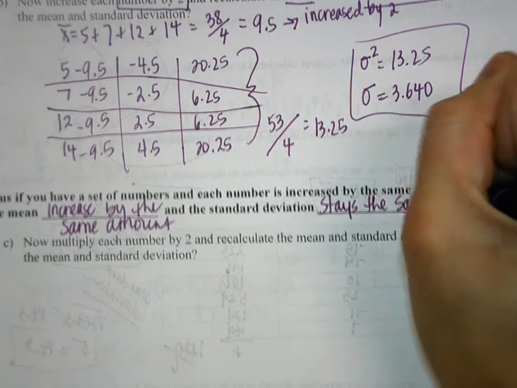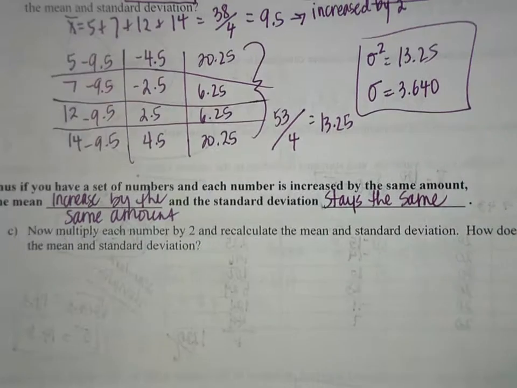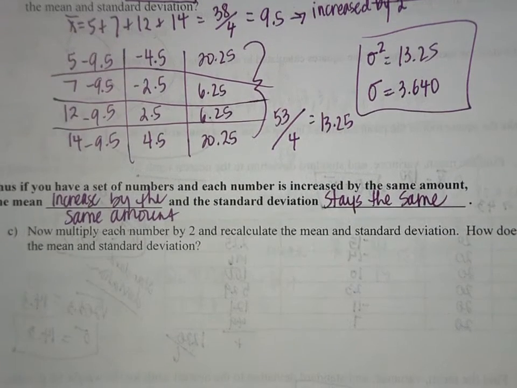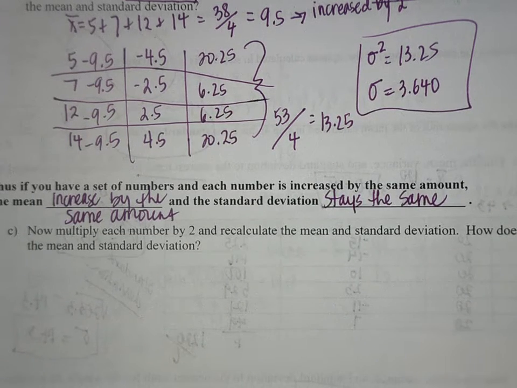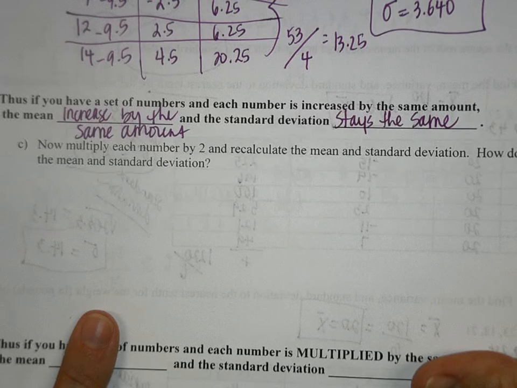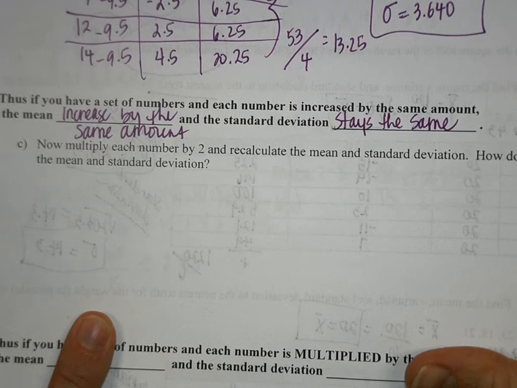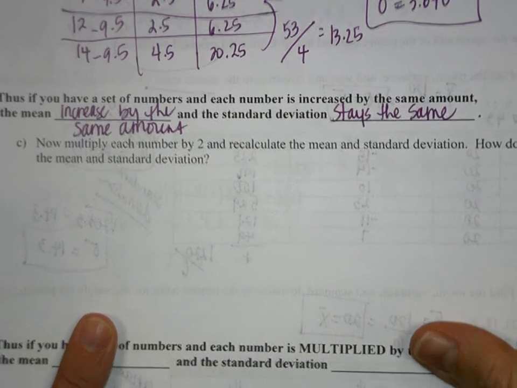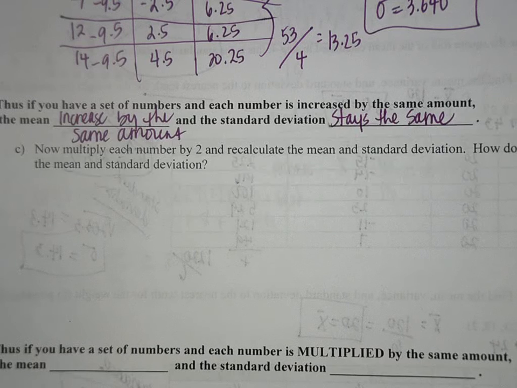And if you think about that, the standard deviation is talking about the distance between numbers. Can you guys read this or no? We're good? Back there? The standard deviation is talking about the distance between numbers. So if you're adding 2 to everything, the distance between the numbers is going to stay the same because everything's just shifting by 2. Does that kind of make sense?